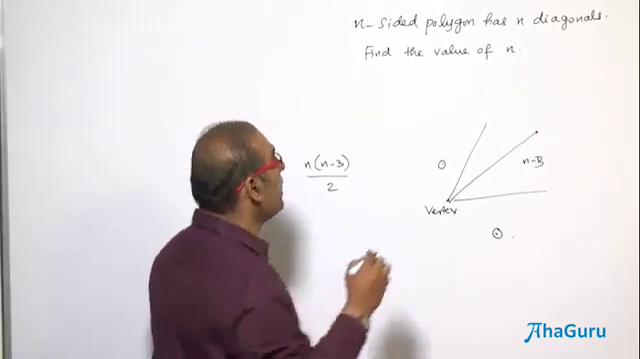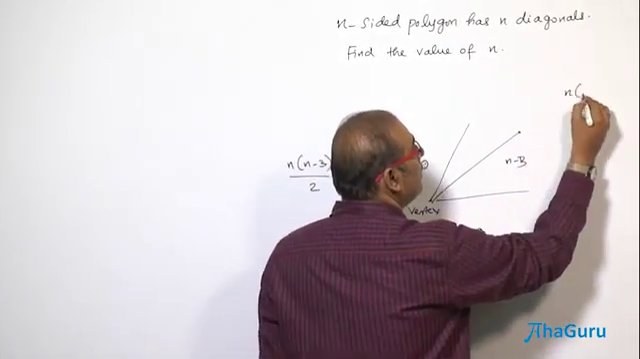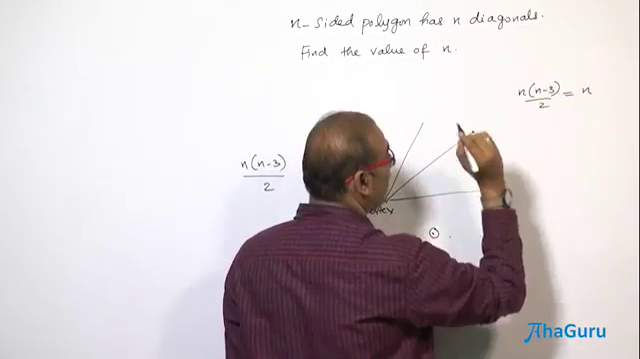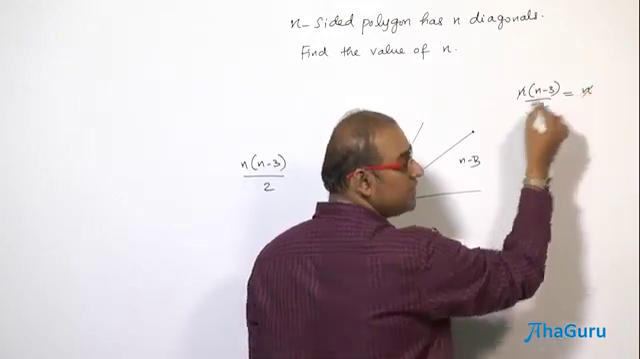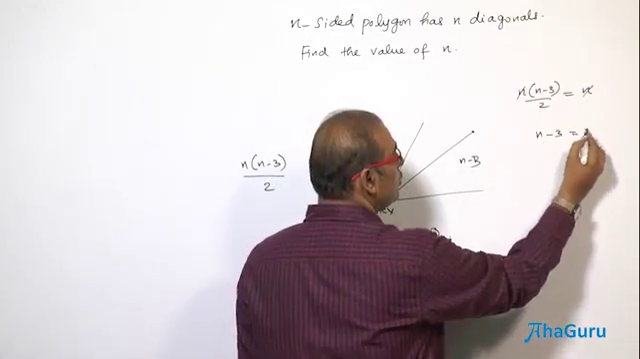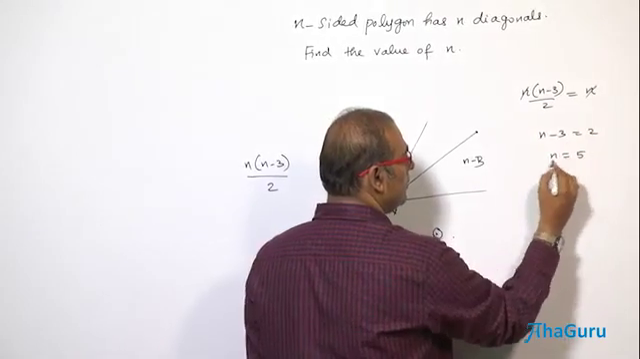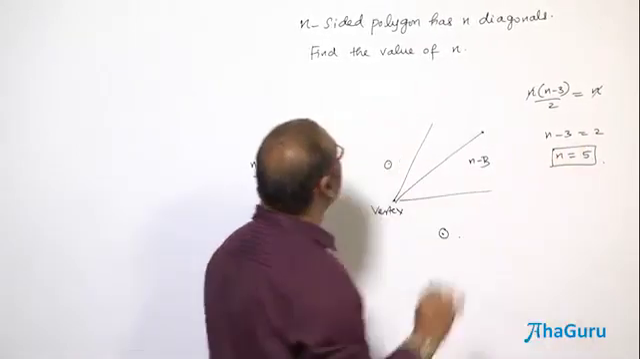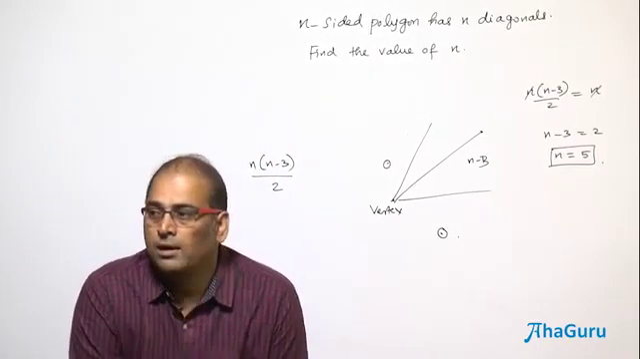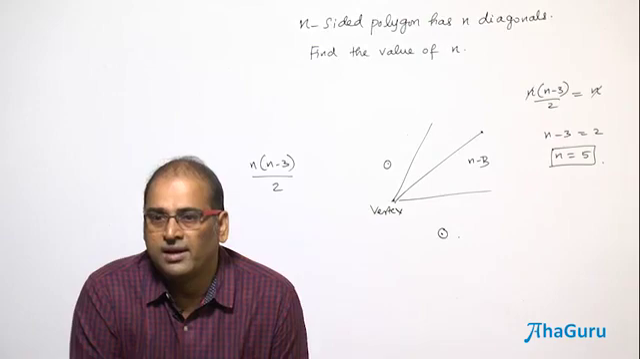Correct? So n into (n minus 3) by 2 is going to be n. So n you can cancel because it's not going to be 0. So n minus 3 is 2, n equals 5. So a 5-sided polygon will have how many diagonals? 5 diagonals. Are you able to understand?